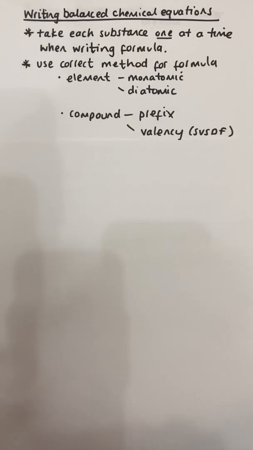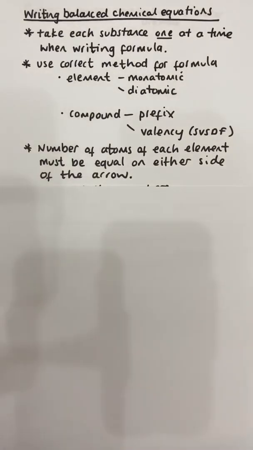Then, if you have a compound, again, there are 2 methods for writing a compound's formula. You use the prefix method, where the name tells you how many atoms of each element there are within the compound. If you don't have the prefixes in the names at all, then you have to use the valency method using SVSDF. Again, there'll be some examples of this as we go through.